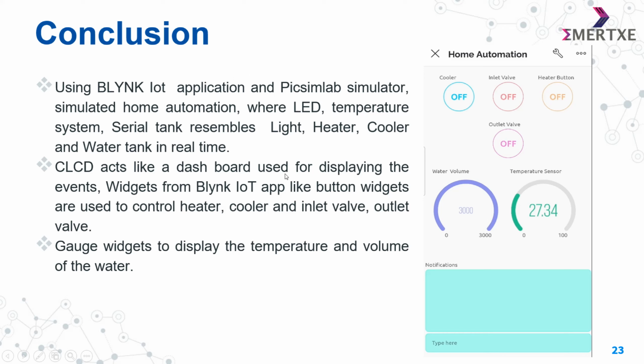The CLCD display acts like a dashboard which displays the events and the widgets of the cloud app, like our temperature and the volume of the water level. The other widgets on the Blynk Cloud app are buttons like the cooler, inlet valve, heater button, outlet valve, water volume and temperature, which show the controllability and observability for the user: how the temperature of the system rises, how much it goes down. All this information is coming to our mobile application using the Blynk Cloud app, Blynk IoT app.